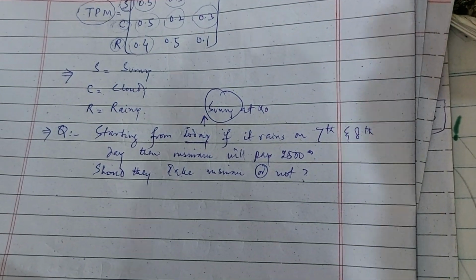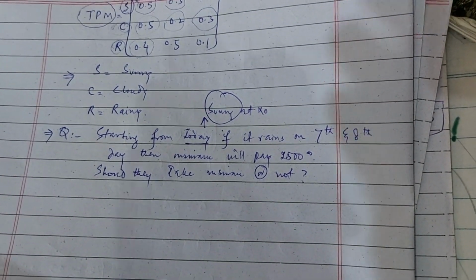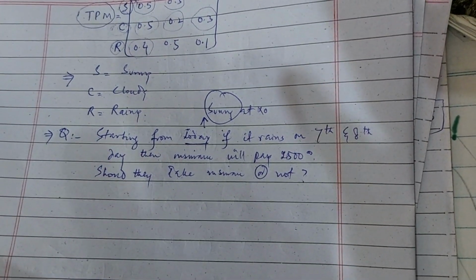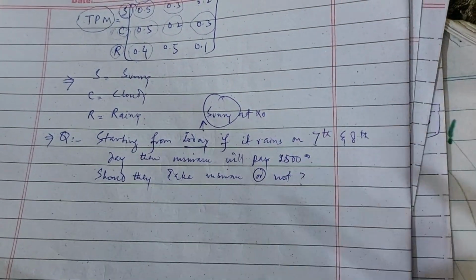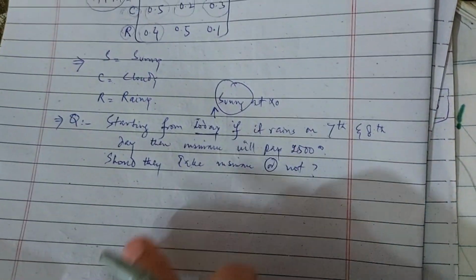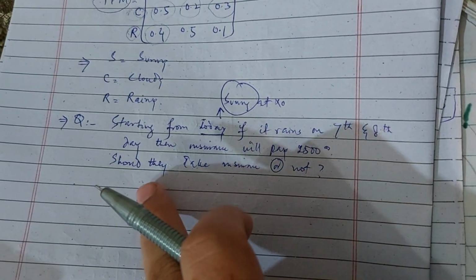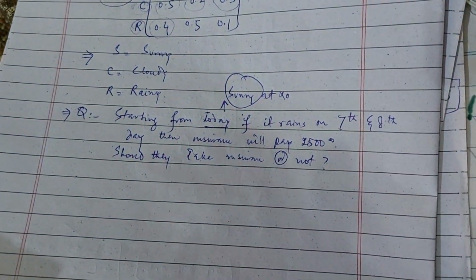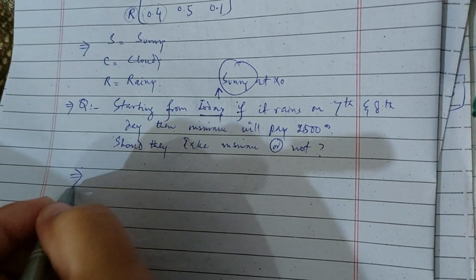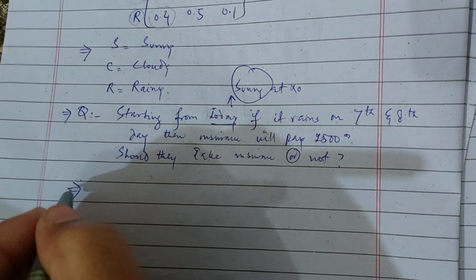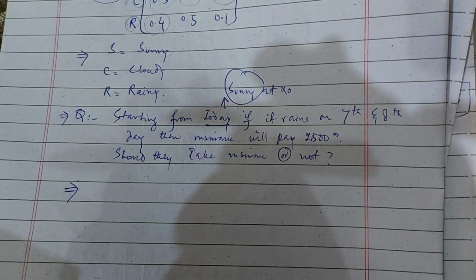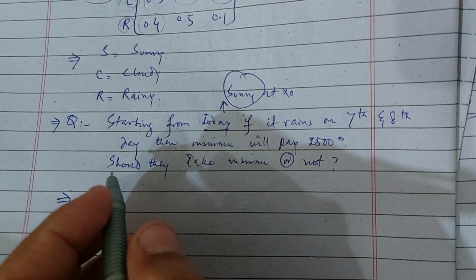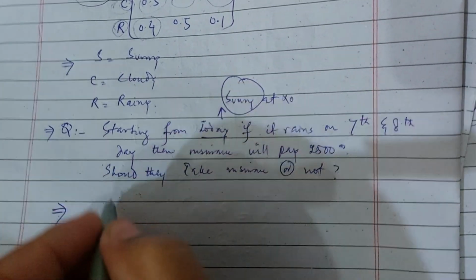Okay, if it rains on the 7th and 8th day, the insurance will pay $2,500. Okay, and they are investing $200 to buy this insurance. So should they take the insurance or not? We have to decide based on this transition probability matrix. So what we need to do is find the expected value for this $2,500.